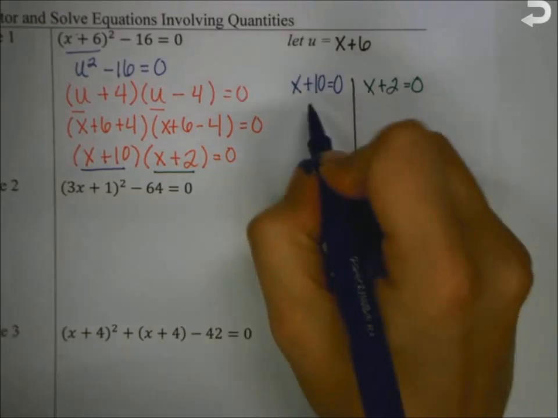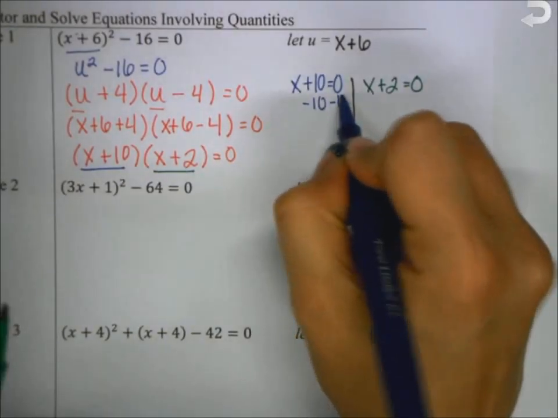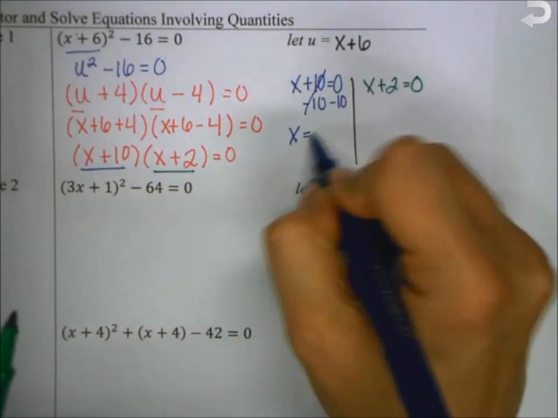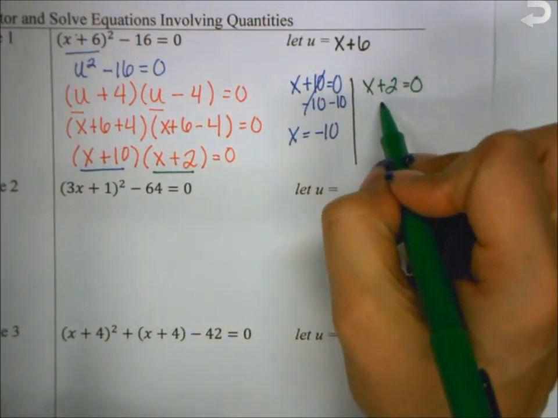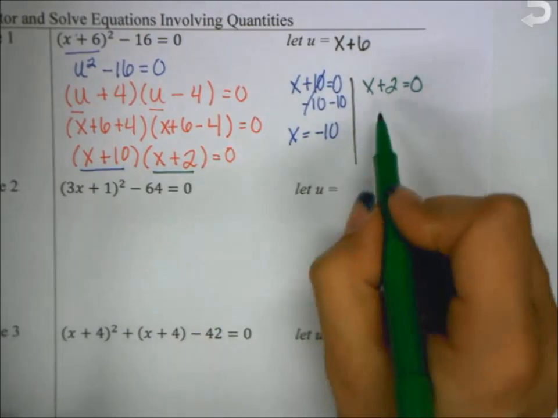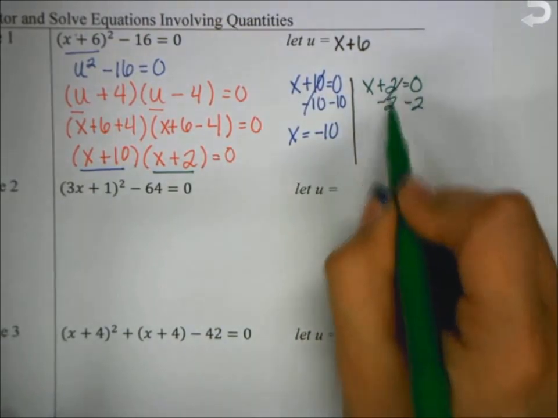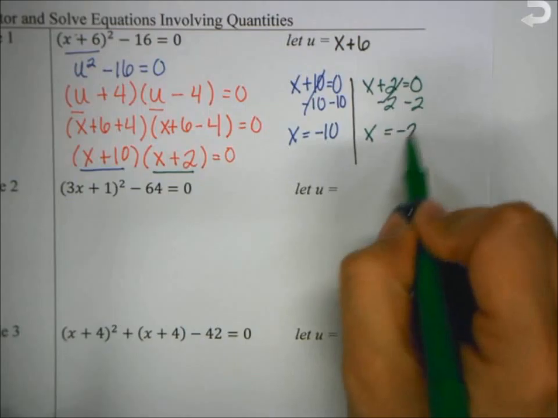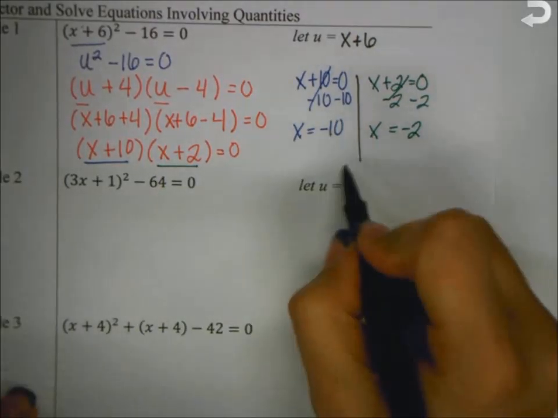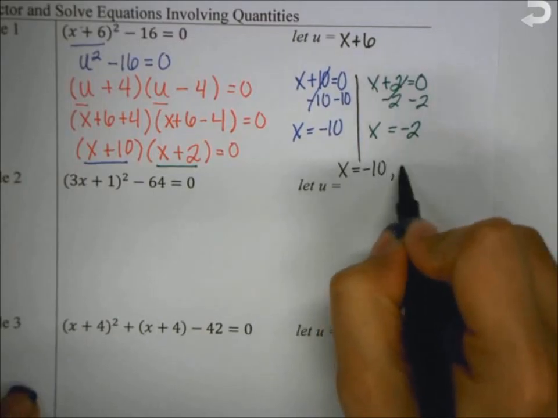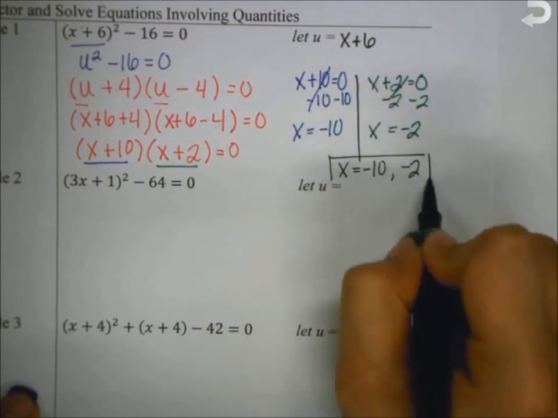Good, I subtract 10 from both sides. So I get x equals negative 10. And how do I do the green one? I subtract 2 from both sides, and you get x equals negative 2. So what is my answer, ladies and gentlemen? x equals negative 10 and negative 2. That was pretty easy.